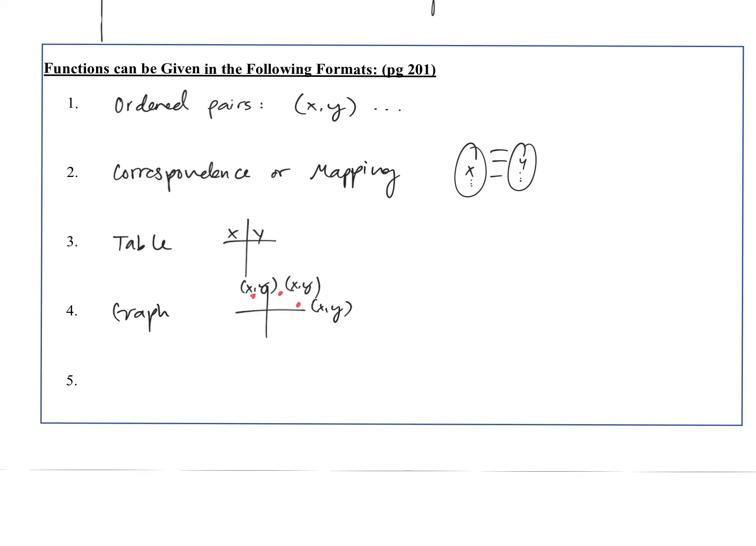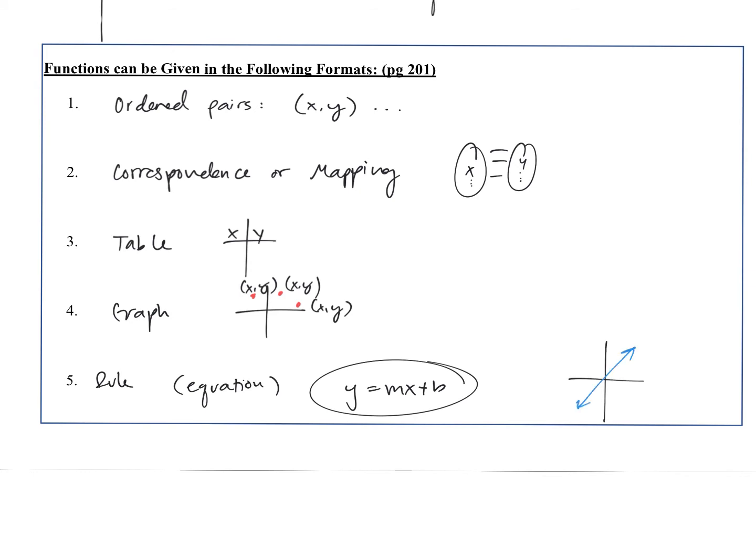And let's see, the last way that we can look at them is something called a rule. Another way to look at that would be an equation. So for example, the equations we know for equations of lines, y equals mx plus b, that would be called a rule or an equation. And this graphs out some kind of line. Okay, so these are the ways that we could be seeing functions. Usually in this course, we're going to be given functions either with a graph or a rule, otherwise known as an equation.